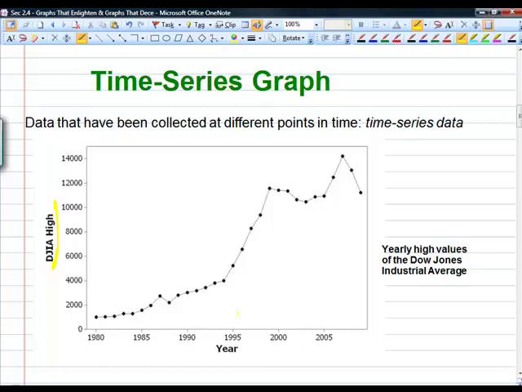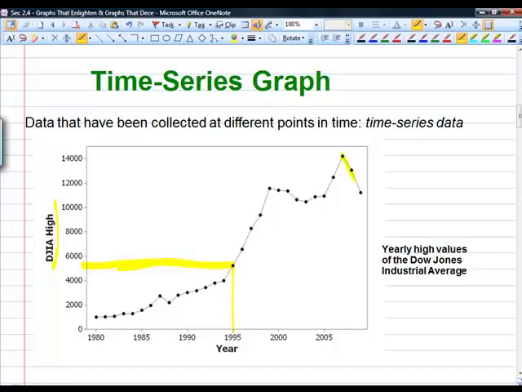If I ask a question like that, we'd go over here to 1995. We would trace straight up, and it looks like that was about 5,000. So in 1995, the Dow Jones Industrial Average achieved a high value of about 5,000. The Dow Jones Industrial Average is a measure in general of how your stock investments are doing. The higher the number, the better the investment. So you can see how much it's grown over time.